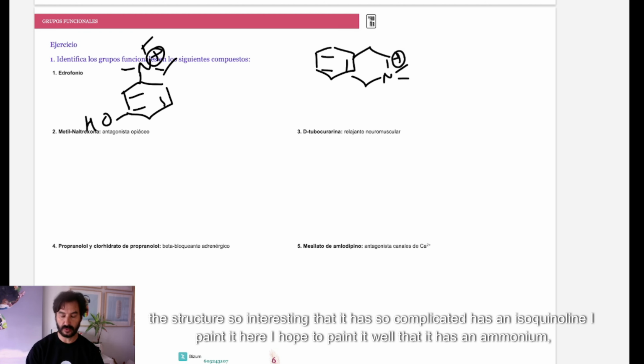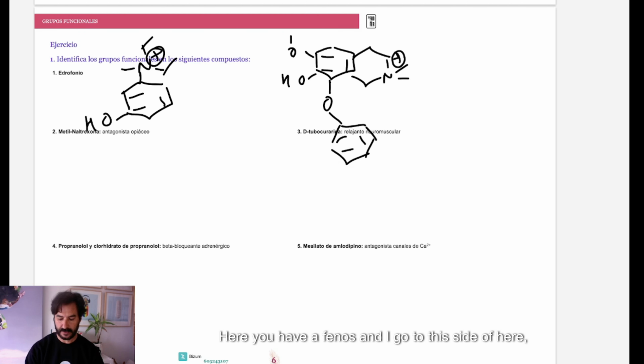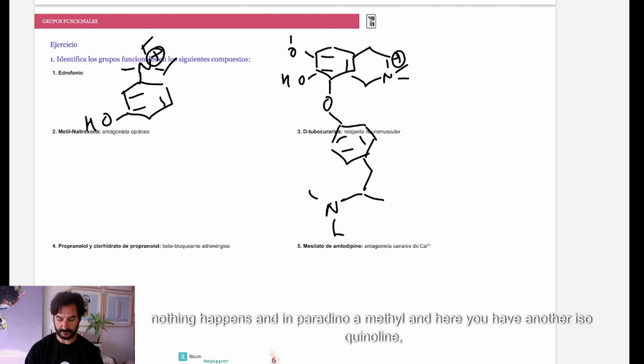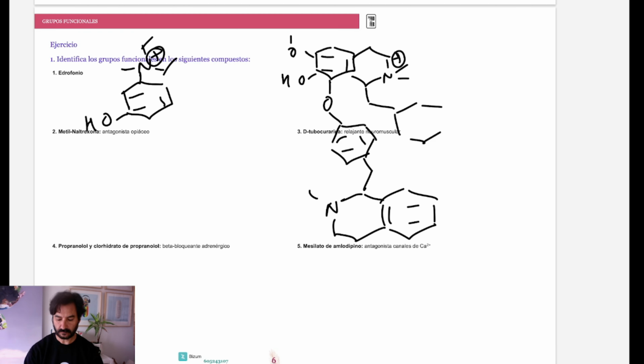I paint it here. I hope to paint it well. It has an ammonium. It is a derivative of tetrahydroisoquinoline. It is not totally aromatic, and then it has a part that is an ether around here, a fairly symmetrical alcohol, completely symmetrical. Here you have a phenol, and on this side, nothing happens, and in the para position, a methyl, and here you have another isoquinoline, which is fine, but this isoquinoline is not ionized, and then here you have a benzyl again.